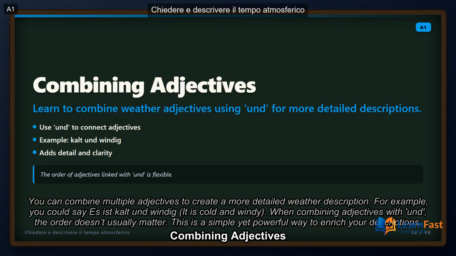You can combine multiple adjectives to create a more detailed weather description. For example, you could say, Es ist kalt und windig. It is cold and windy. When combining adjectives with "und", the order doesn't usually matter. This is a simple yet powerful way to enrich your descriptions.